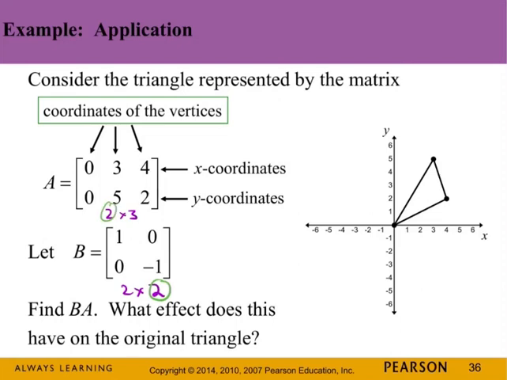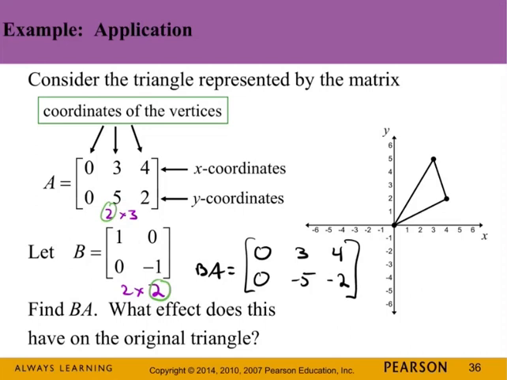Let me see if I can just write the result. So then B times A, if we say the row times the column, the first entry is going to be 0. Row times the column, that's going to be 3. Row times the column, and that's going to be 4. Then the second row, if we say row times the column, that's a 0. Row times the column, that's going to be a -5. Row times the column is going to be -2. Okay. So then we will plot these ordered pairs.